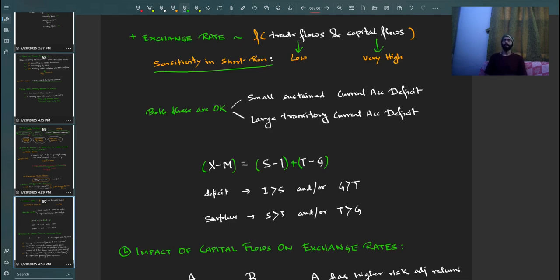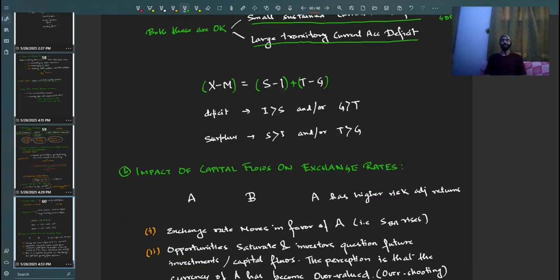Now, because in the short run the impact of trade flows is limited, both these factors are okay. That is, having a small amount of sustained current account deficit is okay, and having a large but very transitory current account deficit is also okay. But having a large and sustained current account deficit is not okay. Now, what do we mean by small sustained current account deficit? Generally, it is considered around 2% of GDP or less, right? Now, the current account equation is given like this: X minus M is equal to S minus I plus T minus G.